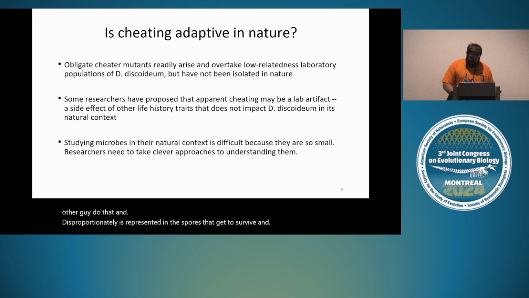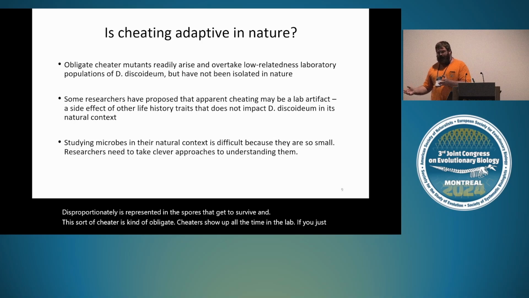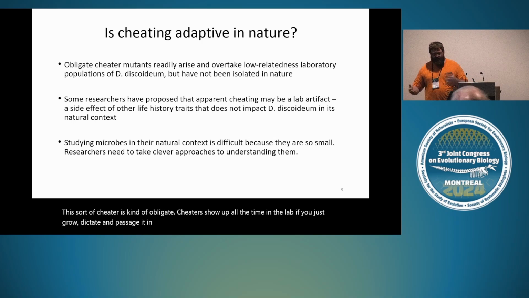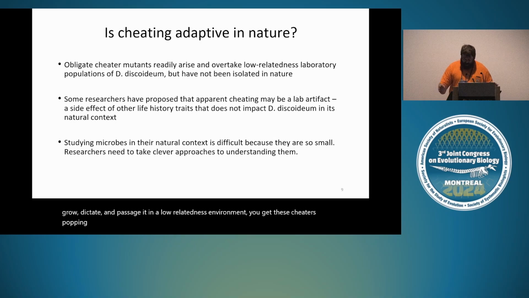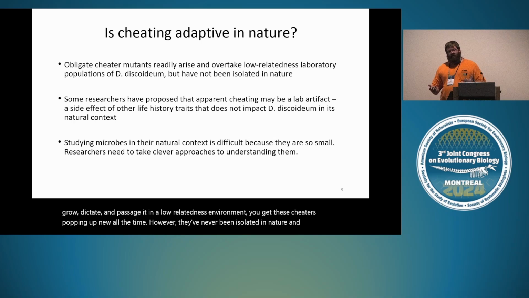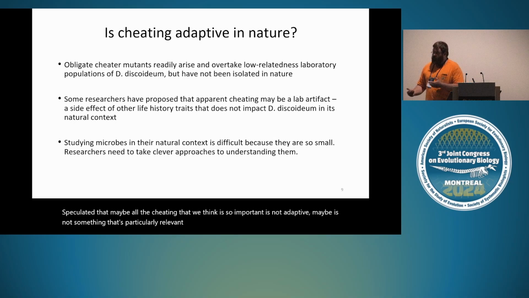And this sort of cheater, these kind of obligate cheaters, show up all the time in the lab. If you just grow Dicty and passage it in a low relatedness environment, you get these cheaters popping up all the time. However, they've never been isolated in nature. And there are some researchers who have speculated that maybe all the cheating that we think is so important is not adaptive, maybe is not something that's particularly relevant to Dicty in the wild. It might be kind of a lab artifact, the result of other traits, other life history traits that just look like cheating.